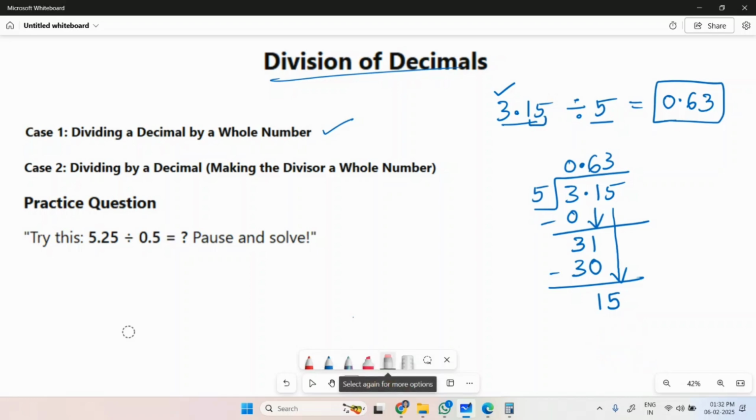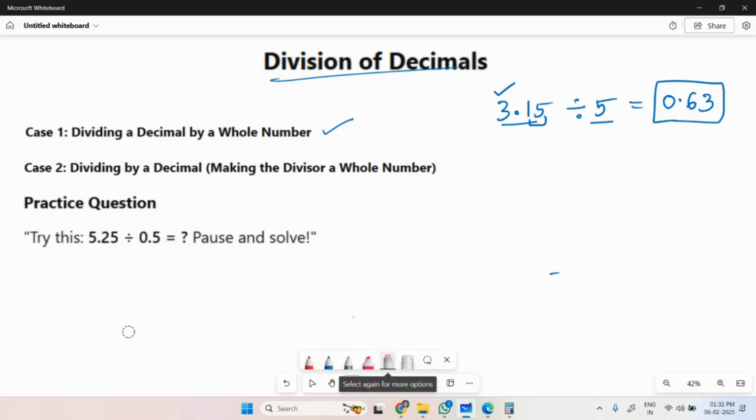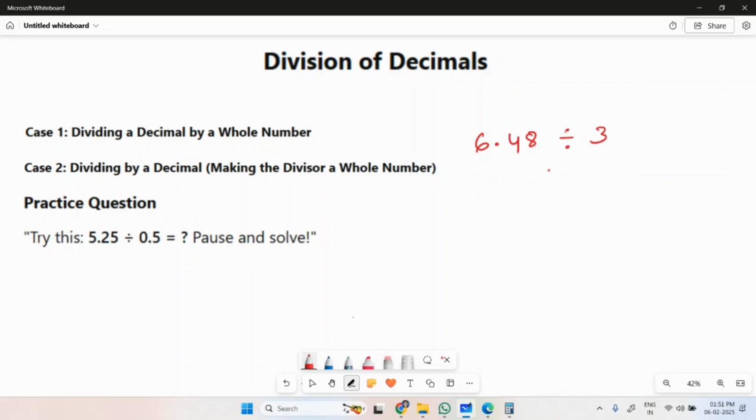Okay, let's see one more example. Let's take 6.48 divided by 3. 6.48 is a decimal number, 3 is a whole number. While doing the division, first we divide the whole number part and then decimal places.